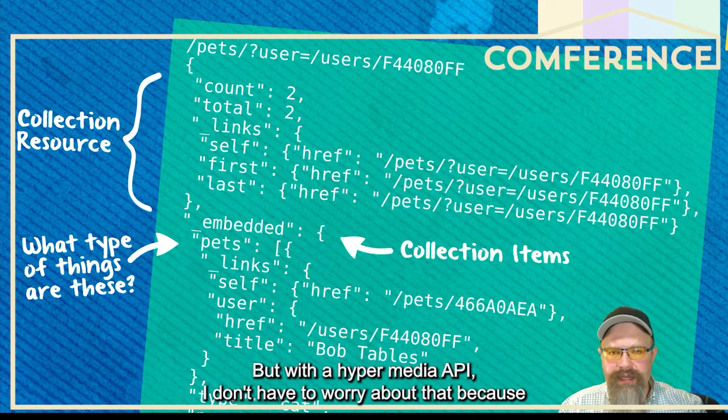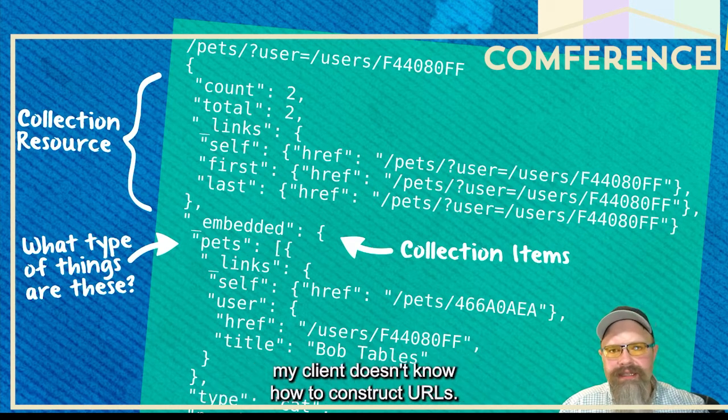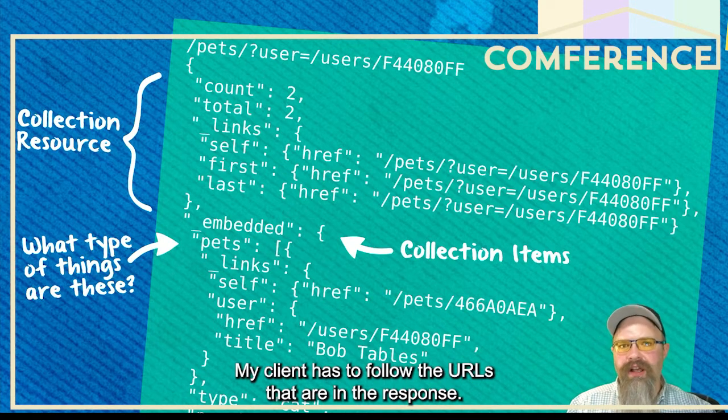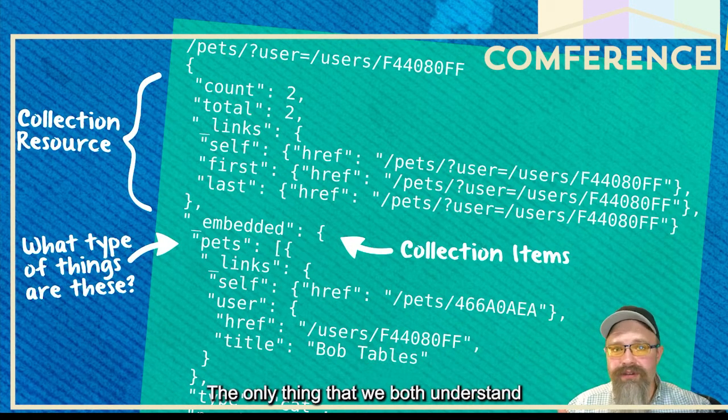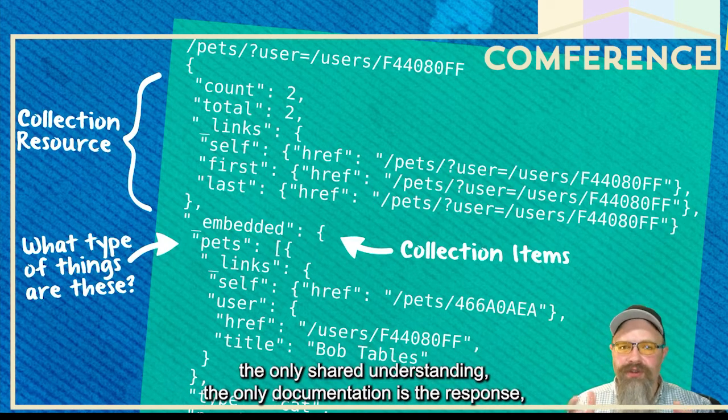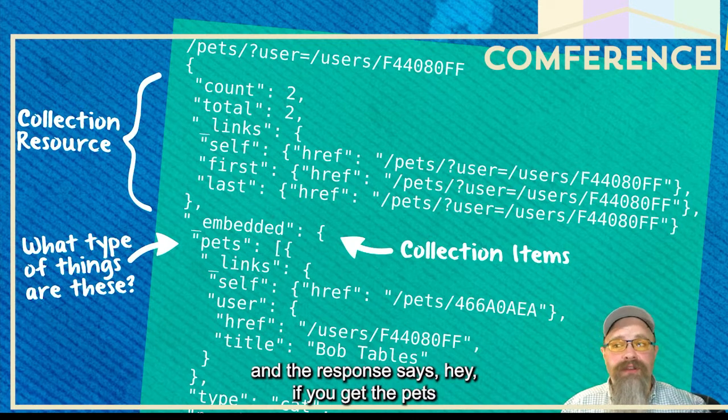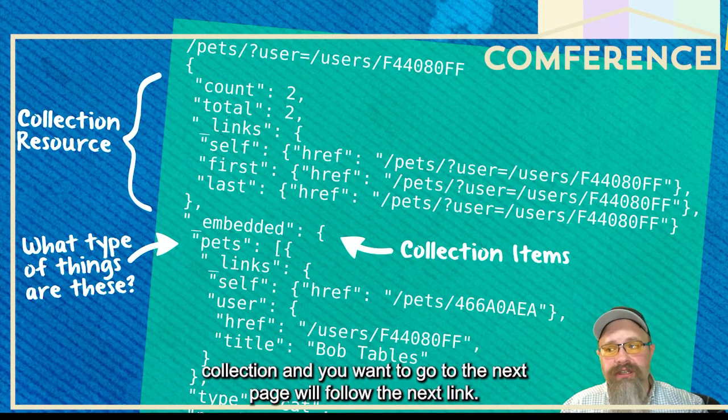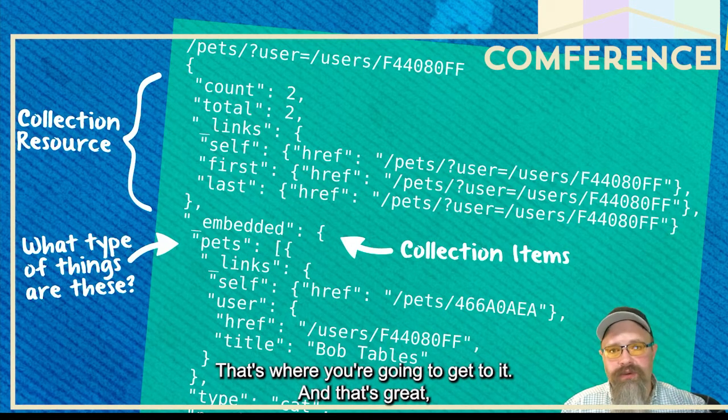But with a Hypermedia API, I don't have to worry about that because my client doesn't know how to construct URLs. My client has to follow the URLs that are in the response. The only thing that we both understand, the only shared understanding, the only documentation is the response. And the response says, hey, if you get the pets collection and you want to go to the next page, well, follow the next link. That's where you're going to get to it.